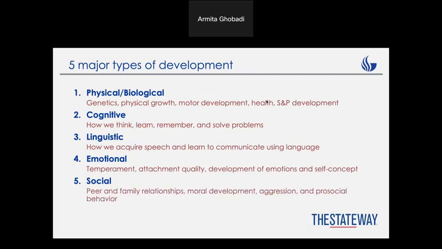The last one, the social one, which is so important, especially nowadays with all the topics and concepts related to EQ. Social development is just even more important. It is all about peer and family relationships, moral development, and prosocial behavior.